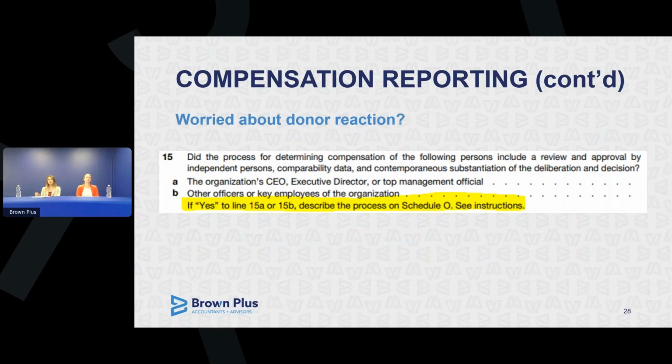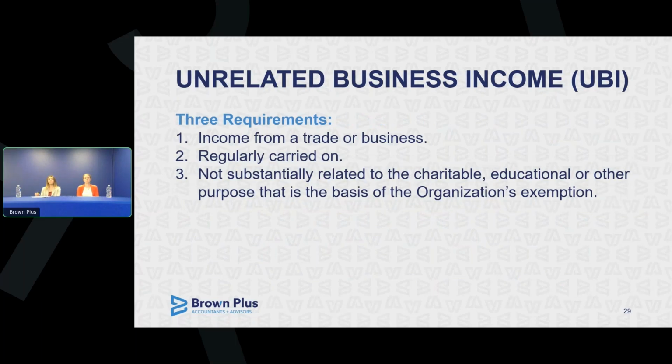So if you are worried about donor reaction based on the compensation that you have to report, I would encourage you to make sure you are providing appropriate explanations in this section of the 990, where they are asking how you're determining compensation for these people. But if there's other information that you think would be helpful for donors to know, include that here as well, so that you're providing the full picture related to those items.